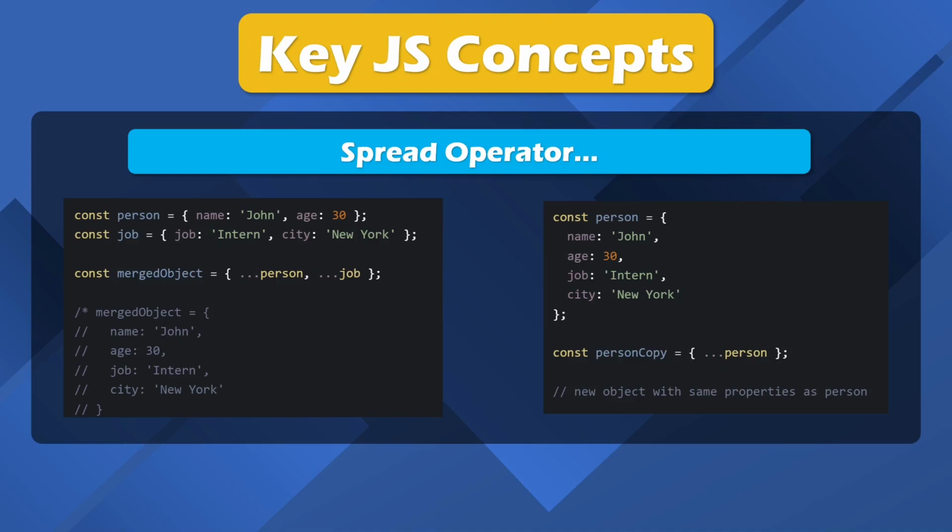And it can also be used to copy objects. If you want to create a copy of an object, it will create a shallow copy and give it to you. So modifying person copy will not change what's there in the person object.